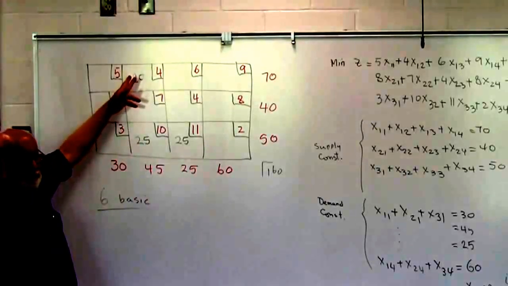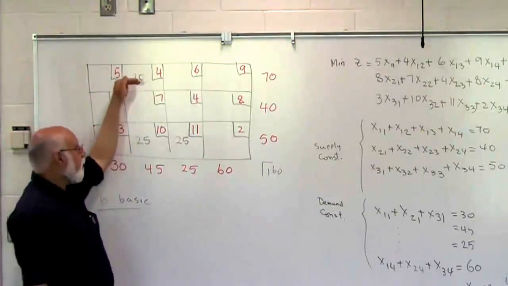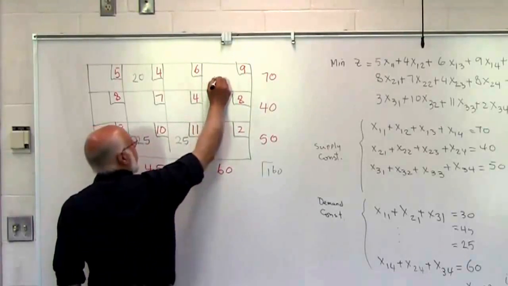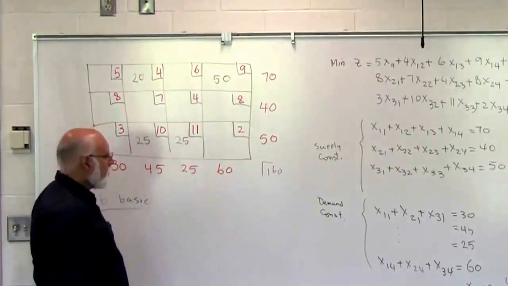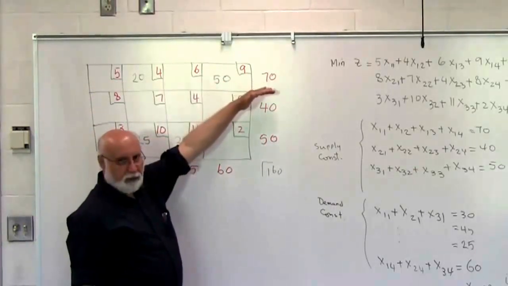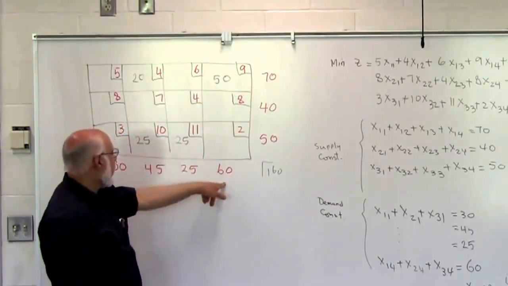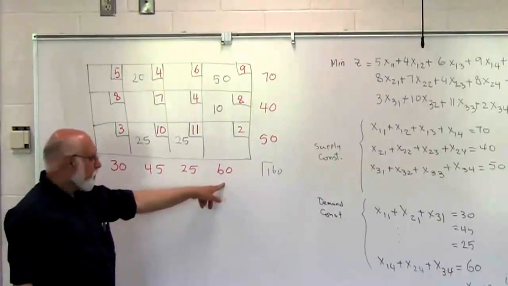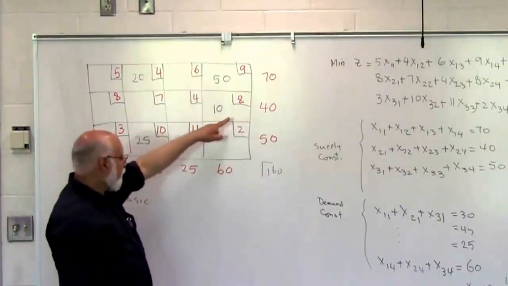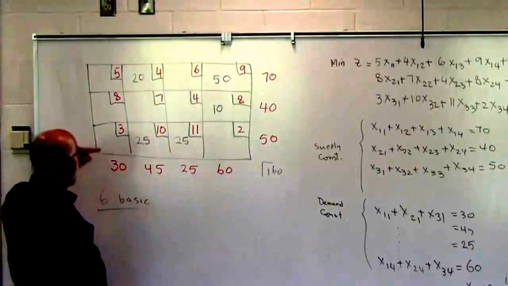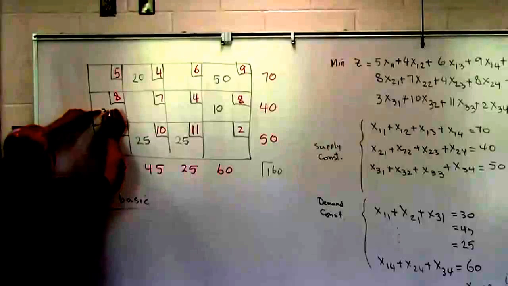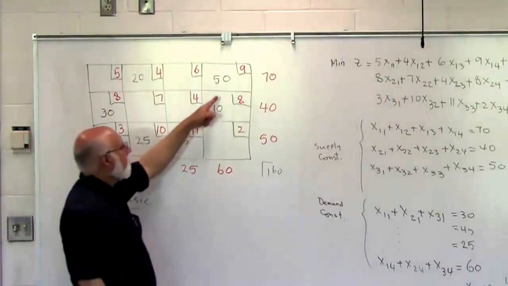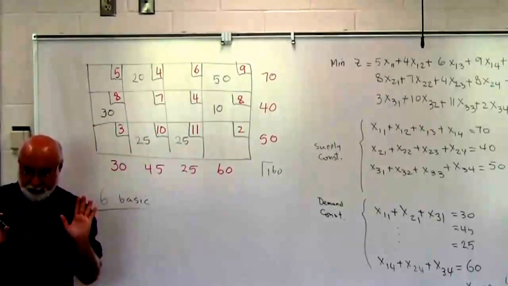20 is assigned there, so this column is gone. 70, that's 50. Let's assign all that 50 here. So that is gone. This one is left with 10. Let's assign that 10 in here. So this is gone. I have 30 units, and that 30 will go in here. 1, 2, 3, 4, 5, 6. I have 6 basic variables, so I'm okay.